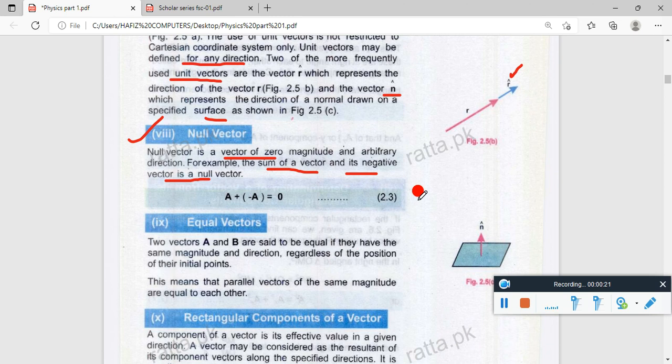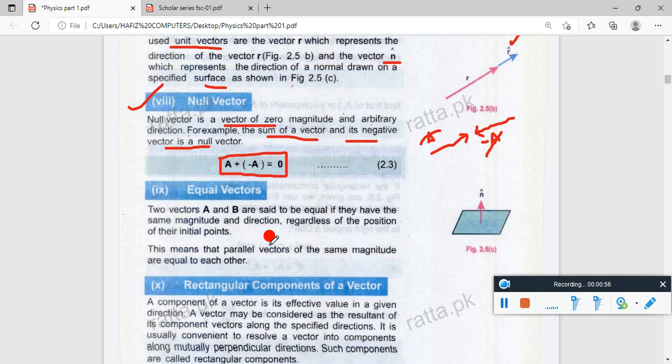How to represent this null vector? For example, this is a vector in this direction, but when we write a vector negative, we will write this another vector in the opposite direction. So if these two vectors are, for example, forces, they will cancel the effect of each other with same magnitude but opposite direction. So the resultant is 0, and this is called null vector with magnitude 0 and arbitrary direction.